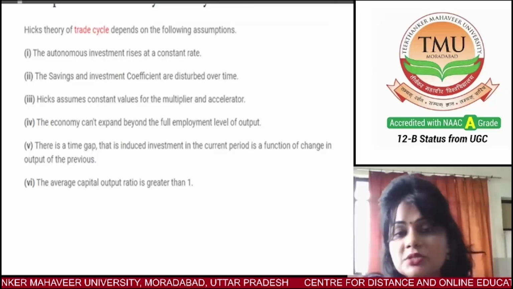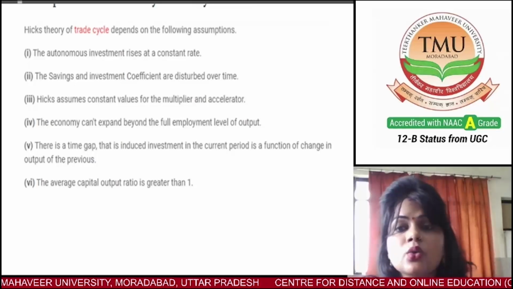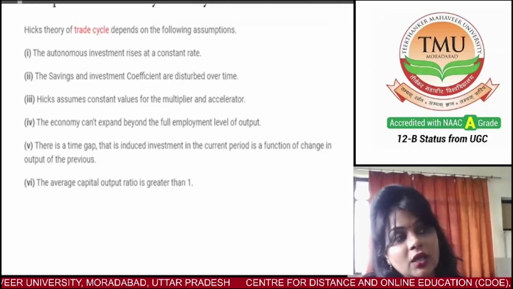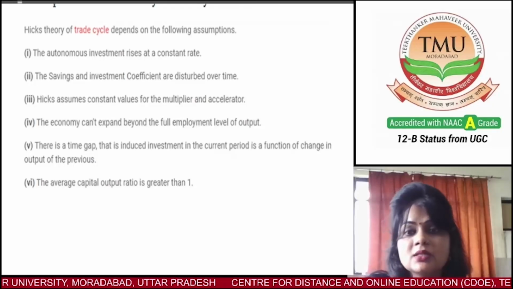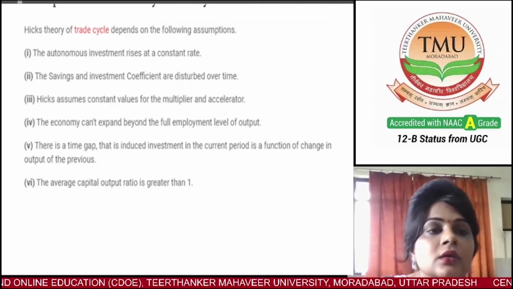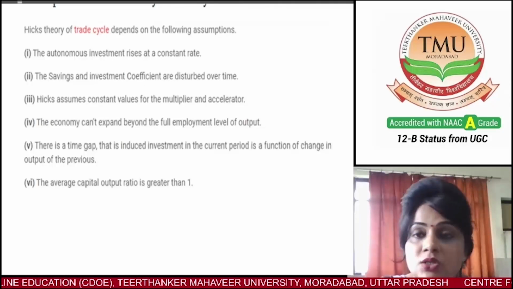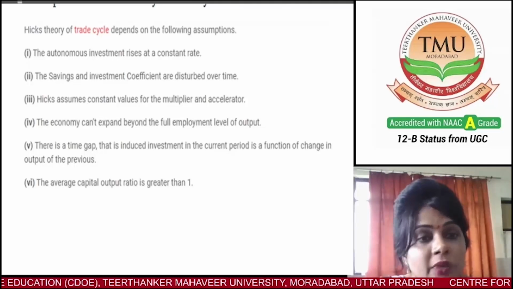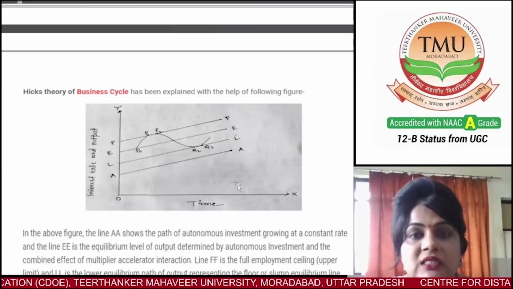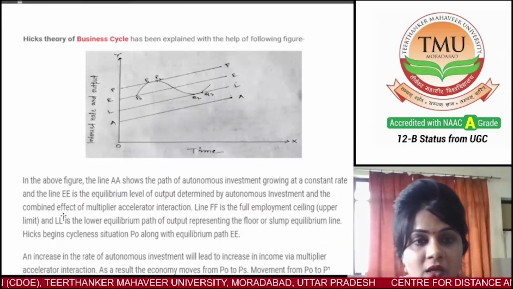He also assumes the consumption function given by Simpson, which is Ct = delta y(t-1), where t is the current time and t-1 is from the last period. Hicks put forward a complete theory of business cycle based on the interaction between multiplier and accelerator. Hicks' theory of business cycle has been explained with the help of a figure.